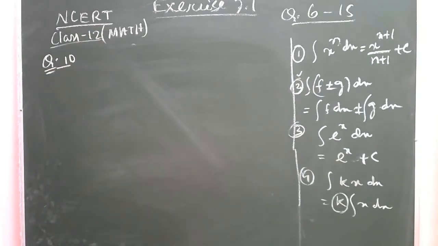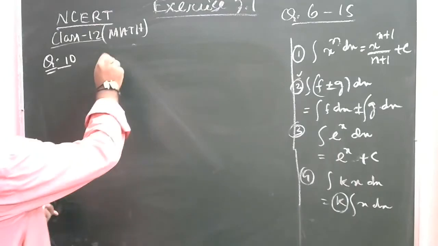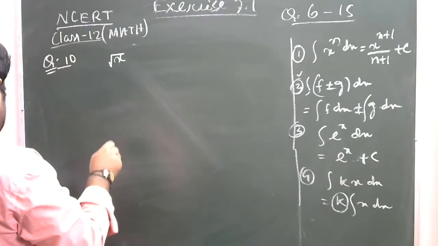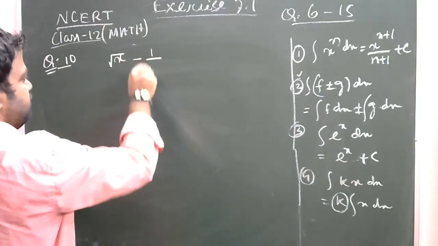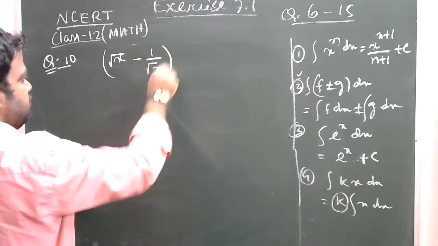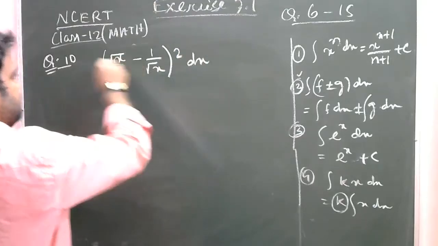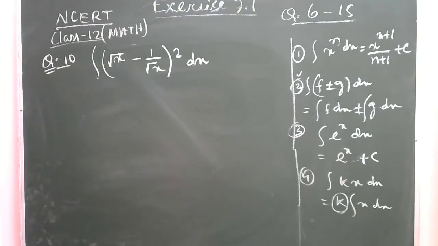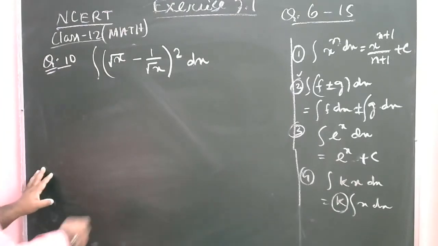Question number 10 is the integration of (root x minus 1 upon root x) whole square dx. This is also easy. Now, what will you do?